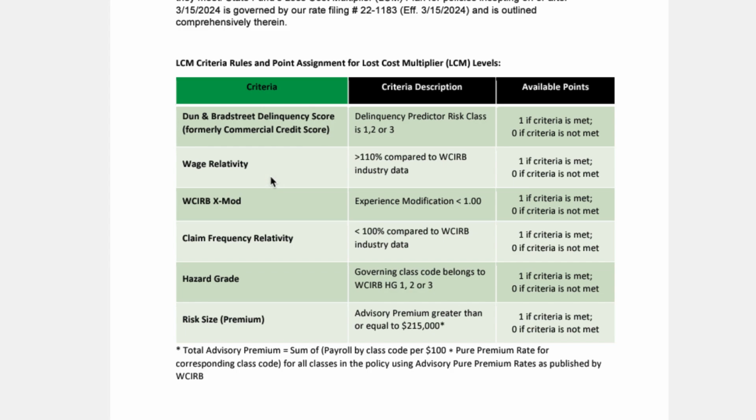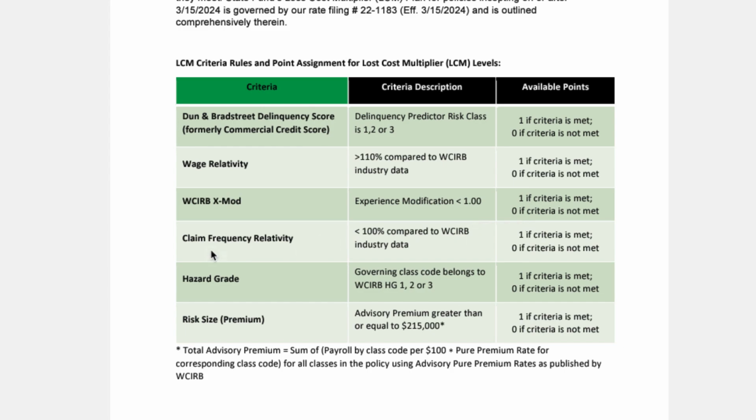Second criteria is wage relativity. And this can be calculated against industry data, but you may just stare at the ceiling and ask yourself, do they pay a high wage or a low wage? And you can give your account 1 point or 0 based on that. The third criteria is experience mod. So if it's better than average experience mod, below 1, it's going to get a point. If it's above average experience mod, above 1, it's going to get no points.